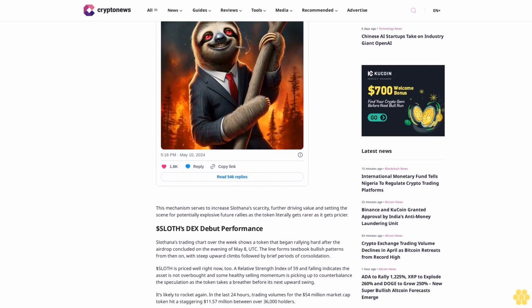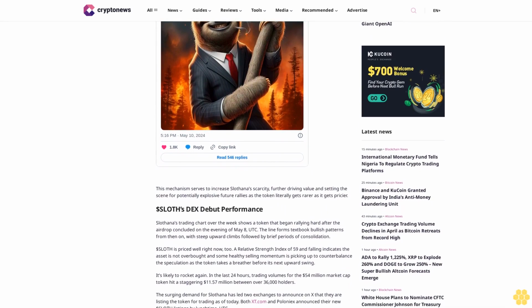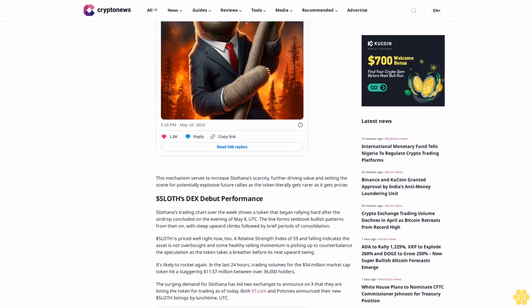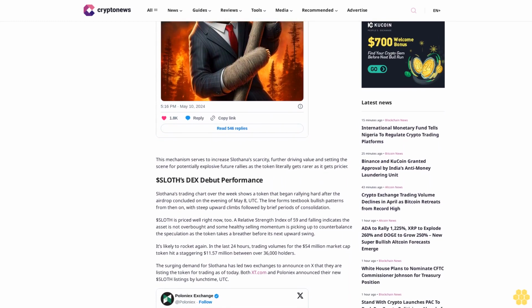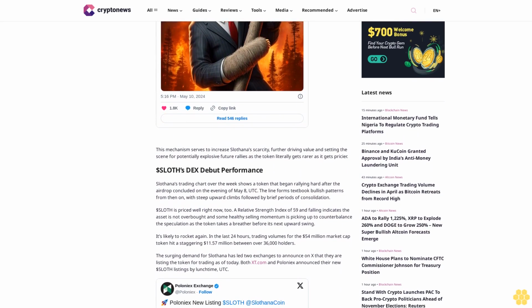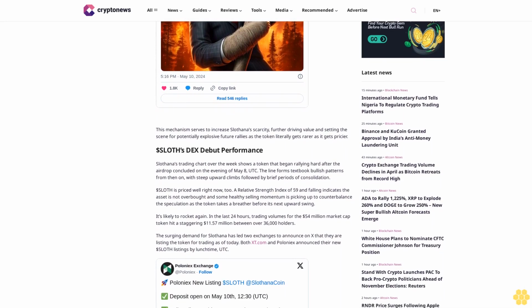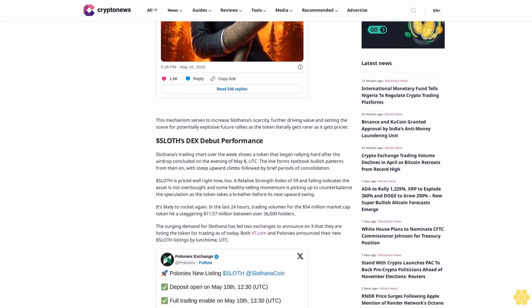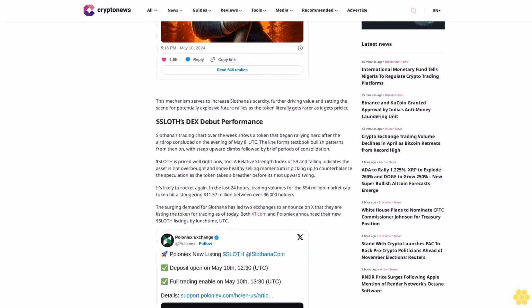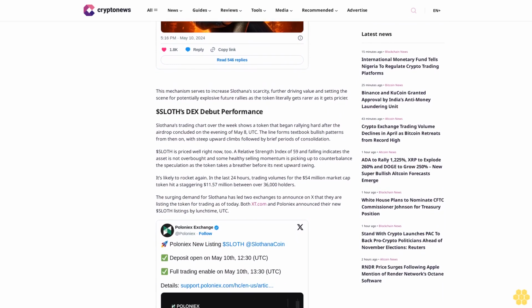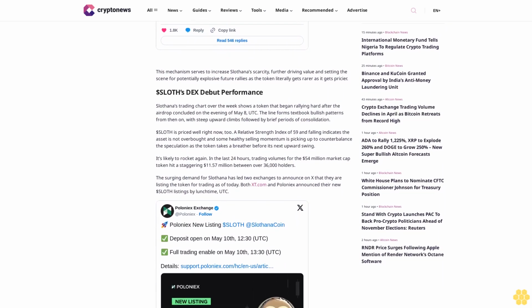$SLOTH DEX debut performance. Slothana's trading chart over the week shows a token that began rallying hard after the airdrop concluded on the evening of May 8 UTC. The line forms textbook bullish patterns from then on, with steep upward climbs followed by brief periods of consolidation. $SLOTH is priced well right now, too. A relative strength index of 59 and falling indicates the asset is not overbought, and some healthy selling momentum is picking up to counterbalance the speculation as the token takes a breather before its next upward swing. It's likely to rocket again.